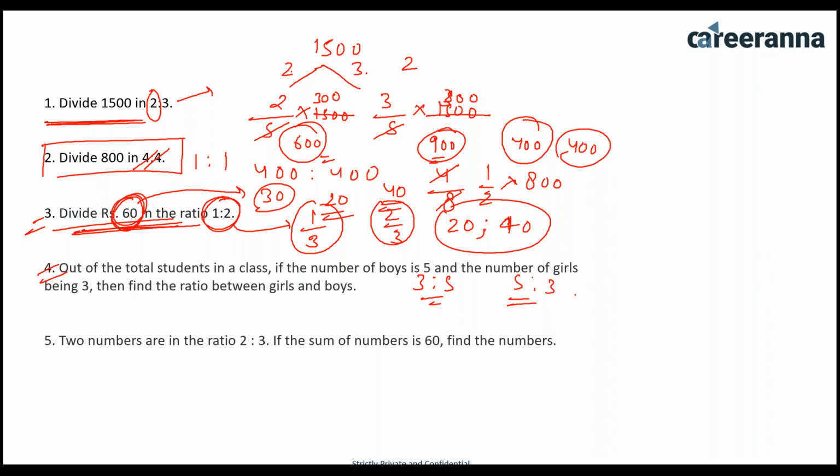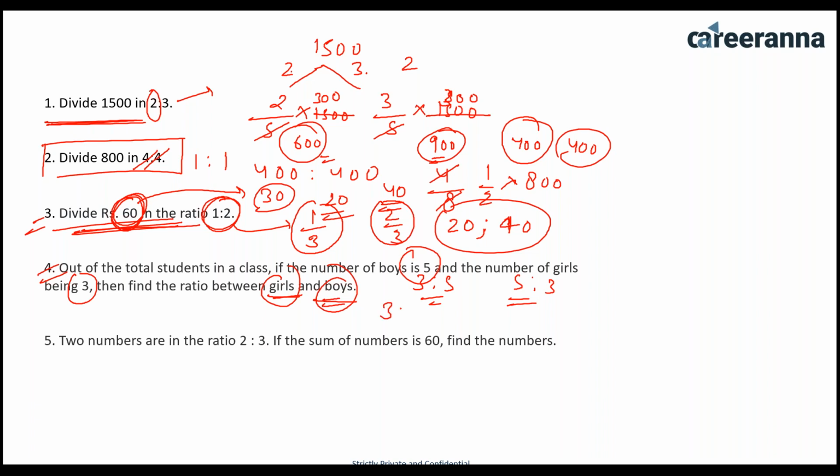Who all are saying 5 by 3? Guys, in this question, you have to find out the ratio between girls and boys. This is a common mistake which all of you do. That's why I have taken this question, because they have asked girls is to boys, but they have given boys first and girls after that. So you have to find out girls is to boys.